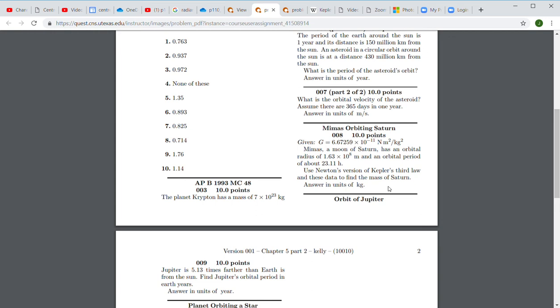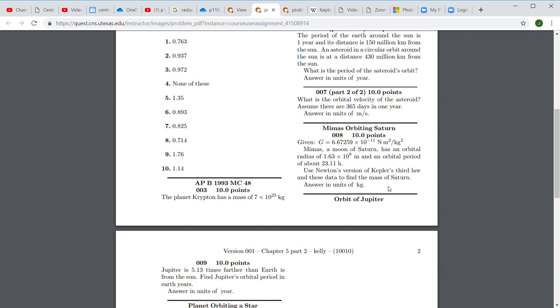So in this case, we don't know v, but we do know the orbital period. So we can use the distance over time trick, 2 pi r divided by the period, and I would convert that period to seconds, to get v. And then I have G times m times the mass of Saturn. So G times the mass of Mimas times the mass of Saturn divided by the radius squared is equal to the mass of Mimas times v squared over r.